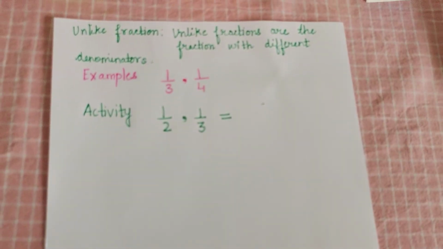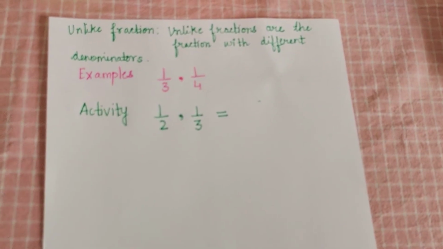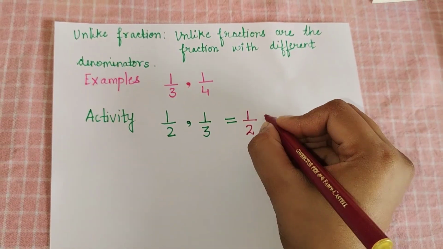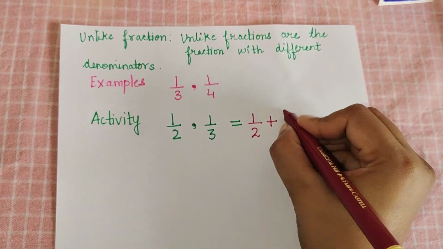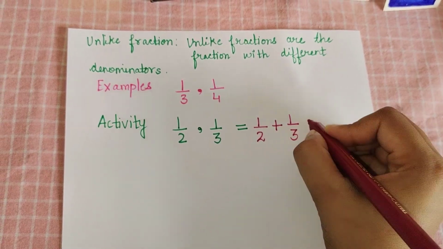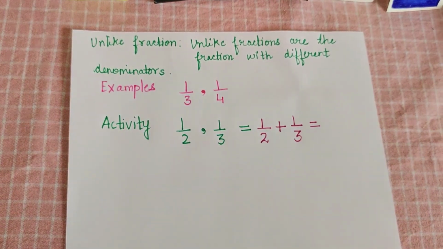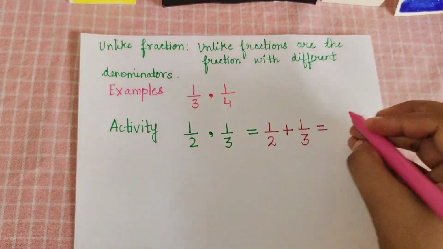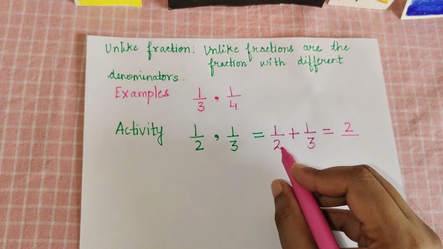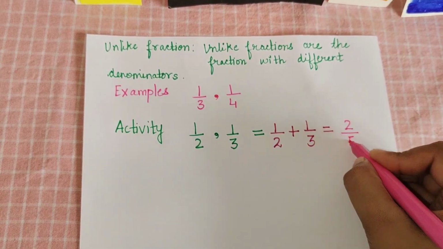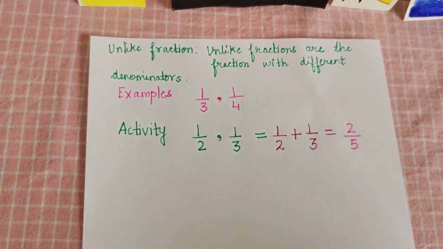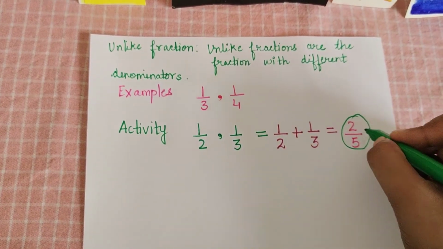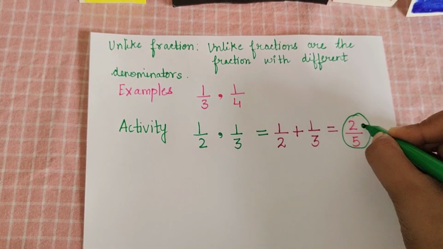There is one method like this. 1 upon 2, the sign of addition, 1 upon 3. If you write it as 1 plus 1, 2, upon 2 plus 3, 5. Let's see whether this number is correct or not. So we are going to check our answer.